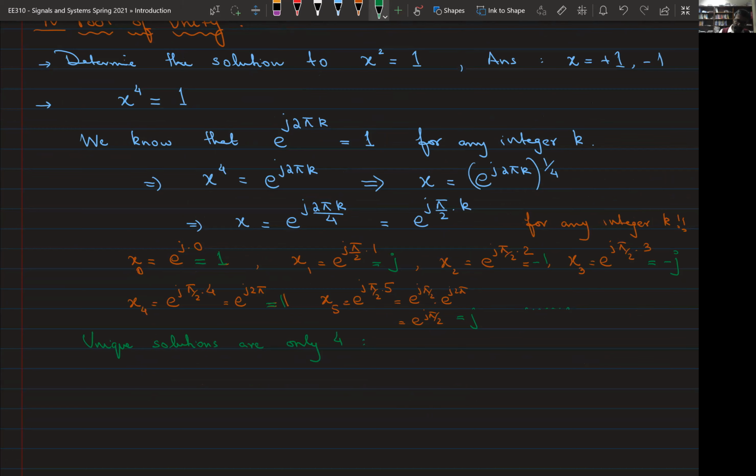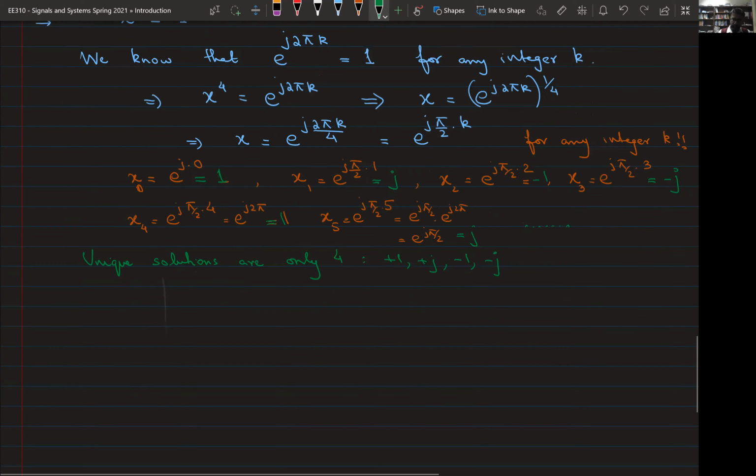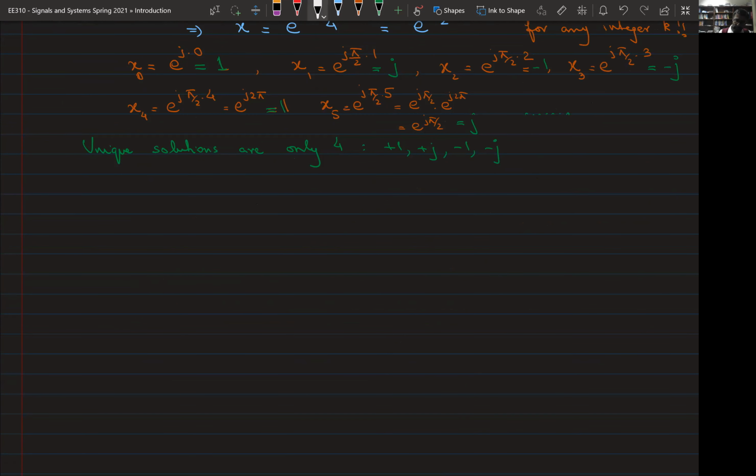Which are plus 1, plus j, minus 1, and minus j. Right? And if I were to visualize these solutions in a 2-dimensional coordinate system, what do I get? Let's say a 2-dimensional coordinate system. Okay, where do these solutions reside?